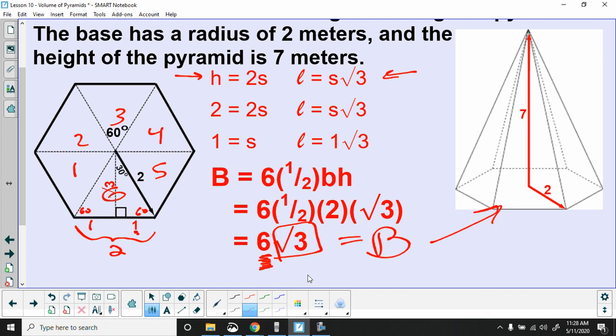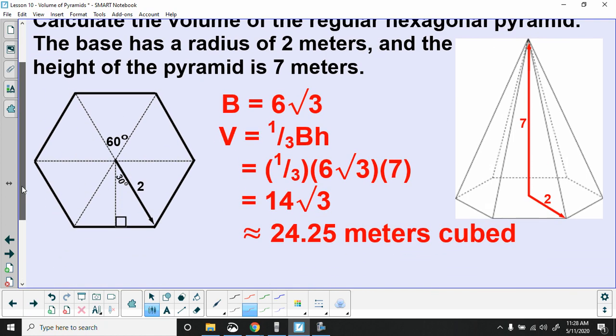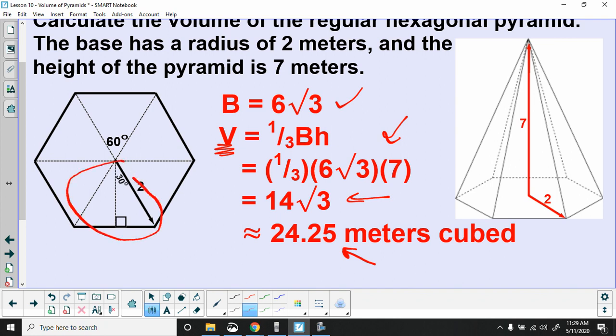Now that we have our base, we can plug that in to the formula. So 1/3, now I'm talking about volume, 1/3 times the base we just solved for, times height. Make your substitution, multiply, if I wanted a decimal. So it's 24.25. I would argue this is the hard part, finding the area for a triangle. This happened to be easy because of the hexagon.